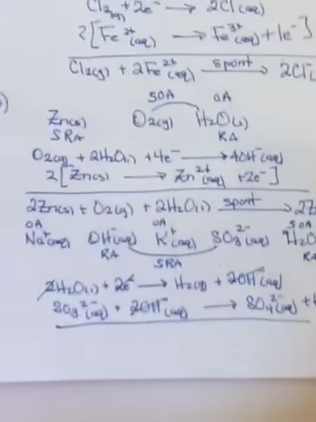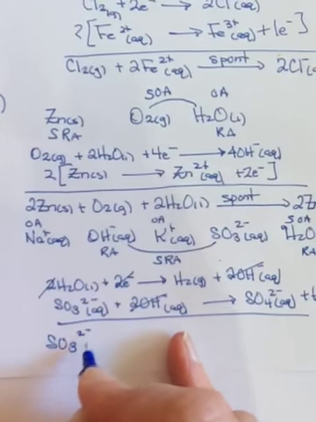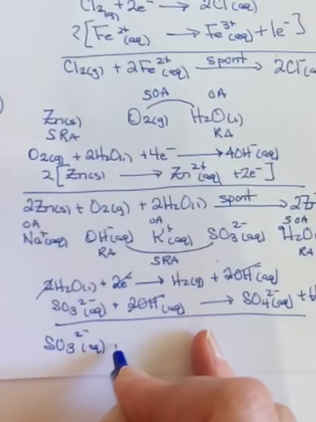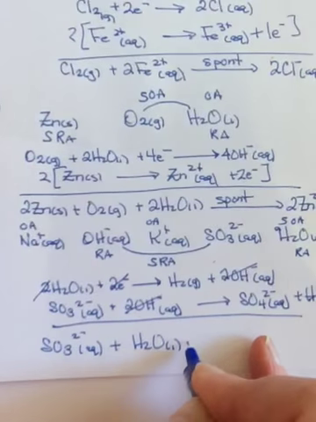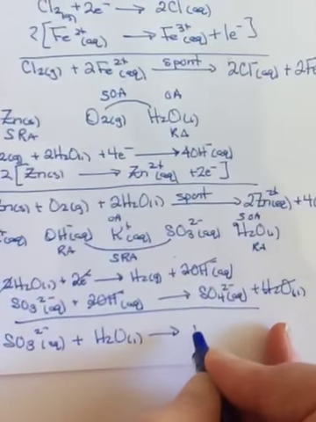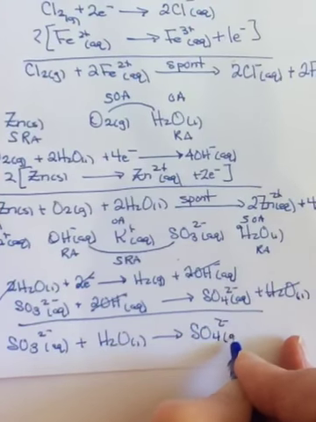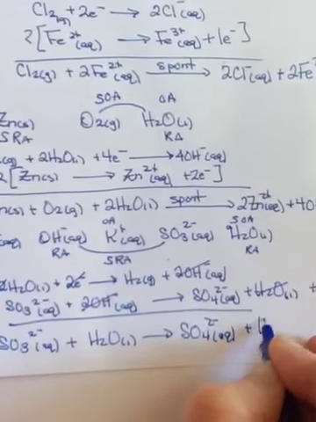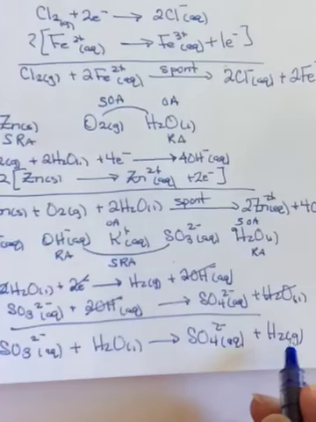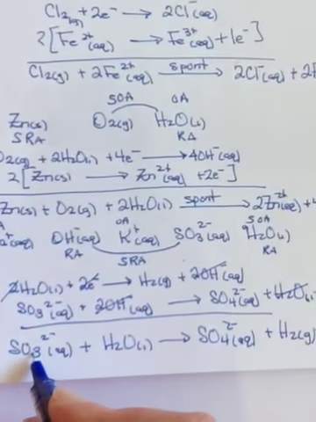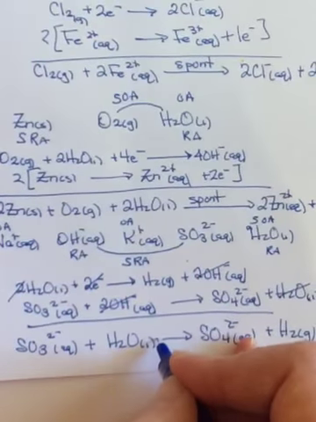I have just enough room. We're going to be left with SO3 2 negative aqueous plus 1 water, H2O liquid on this side. On the other side, SO4 2 negative aqueous plus H2 gas. Now you might just want to do a little check: negative 2, negative 2, 2 hydrogen, 2 hydrogen, 3, 4, 4. Yeah, it works. So I didn't screw up when I was canceling.